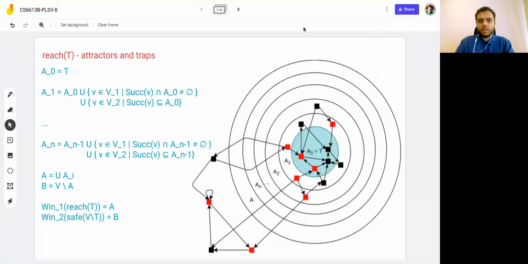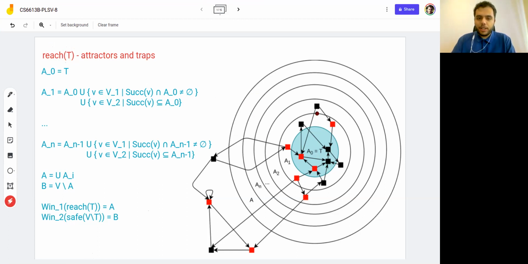Share the screen. Okay, let's first start by reviewing some of the stuff that we saw in the previous sessions. When we were talking about the reachability objective, the case where player one's objective is to just reach a target set T, we talked about attractors and traps.